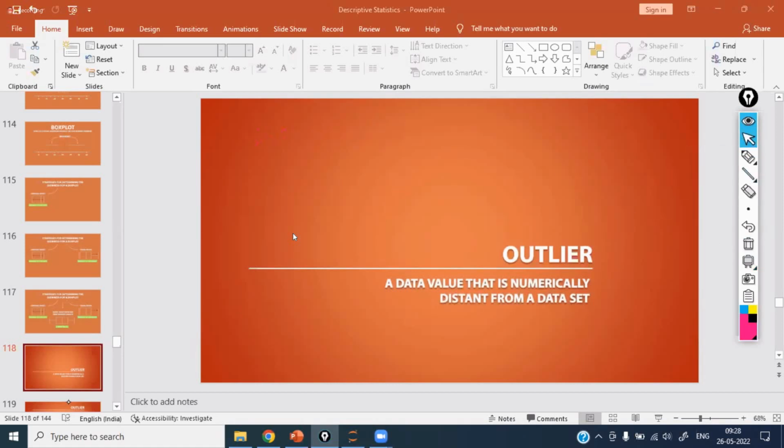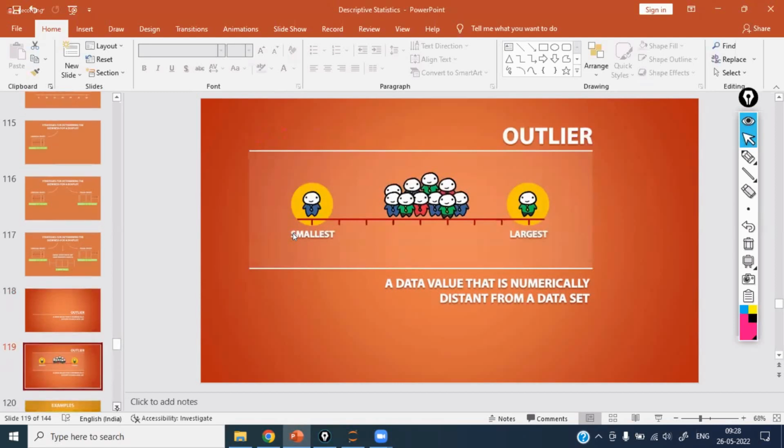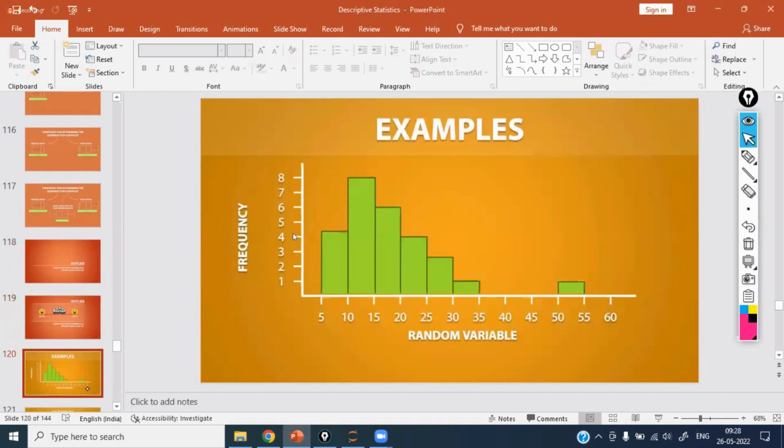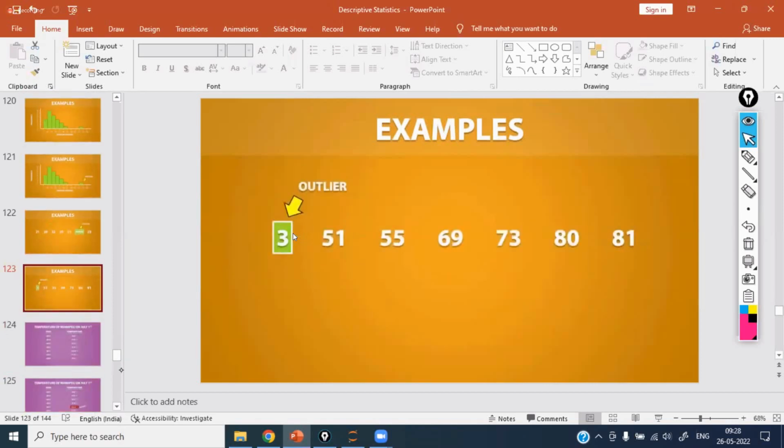So outliers are nothing but values which are far away from the given data. Say all the data points are between 5 and 10, 4 data points are there. From 10 to 15, 8 data points. From 15 to 20, 6 data points. Like this, every range has data points. Only one data point is there from 50 to 55, which is somewhat far away. This particular data point is called an outlier. In this case, the values are 50, 51, 69, 73, and so on, and the single digit 3 is an outlier.